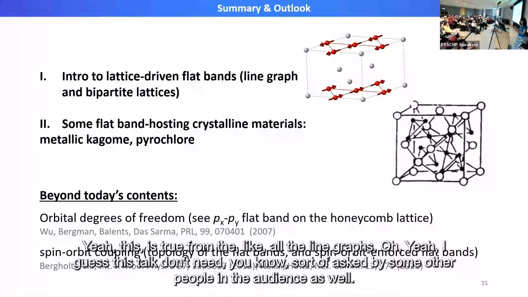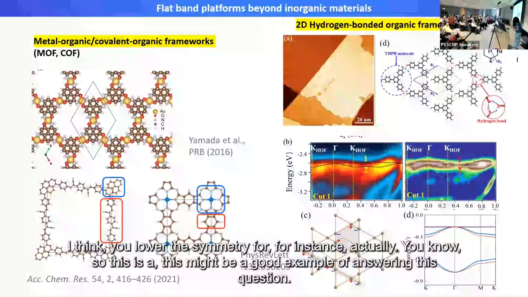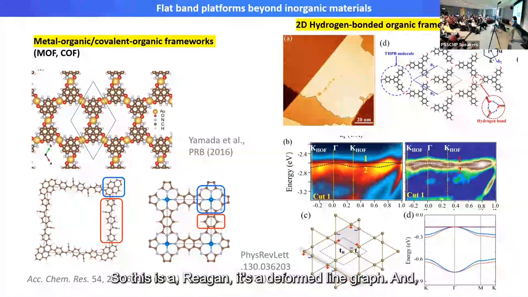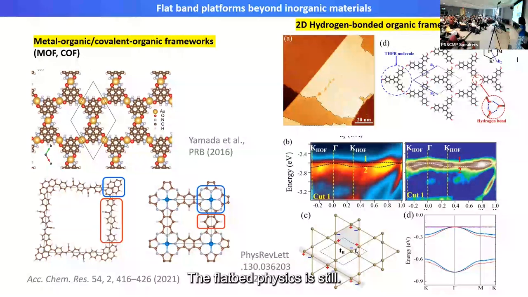I guess this question was asked by some other people in the audience as well. I think if you lower the symmetry, for instance, this might be a good example of answering this question. This is a breathing kagome lattice. It's a deformed line graph in some sense. And you still get the flat bands, and the difference here is that you actually open the gap at this Dirac point, but somehow the flat band physics is still good, up to some modification of the line graph lattices.